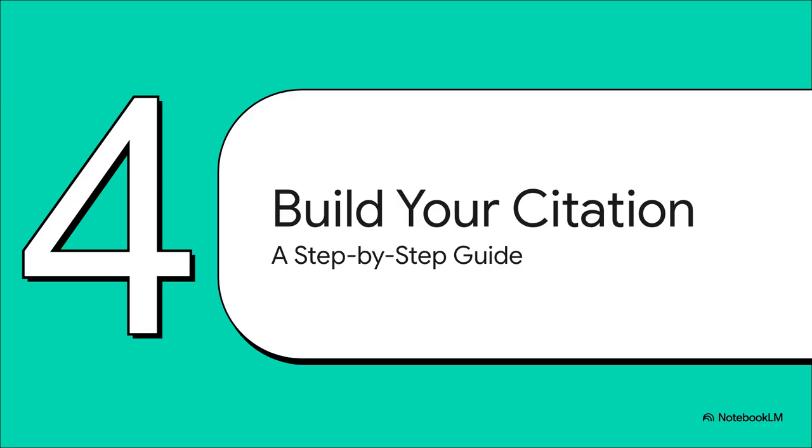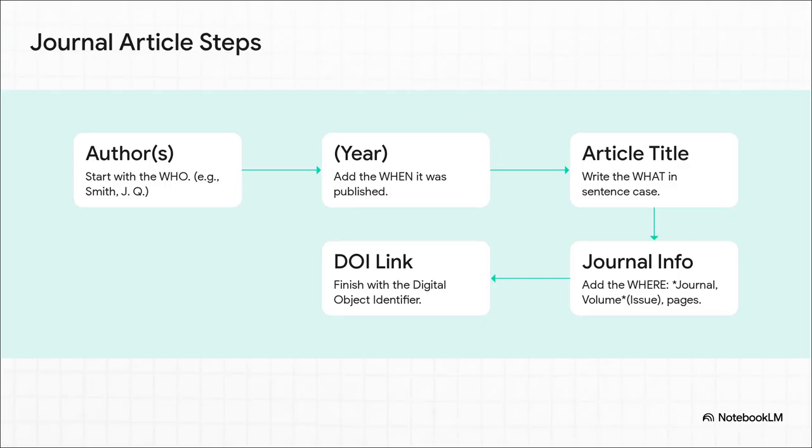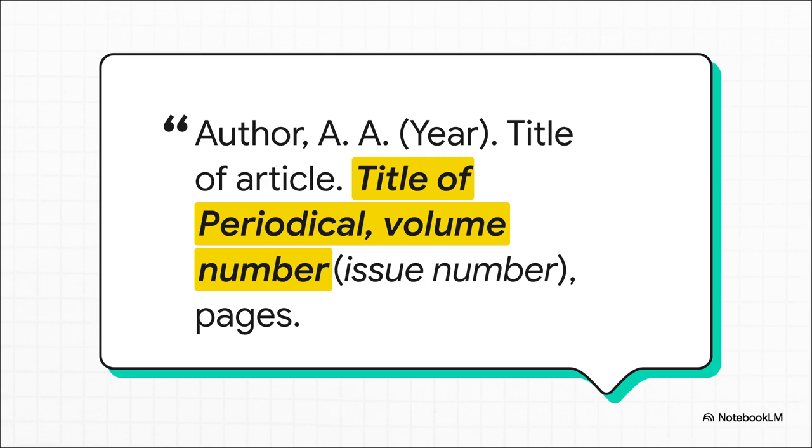All right, enough theory. Let's get our hands dirty and actually build one. We're going to construct the most common reference you'll ever need, the journal article citation, step by step. Okay, let's do this. Step 1 is the who, author's last name, comma, and then their initials. Next, the when. Just pop the year of publication in parentheses. Then the what, the title of the actual article. Now pay attention here, this is a key rule. It's in sentence case, which just means you only capitalize the very first word. And finally, the where. This is the journal's information. You'll italicize the journal's title, add the volume, issue, and page numbers, and wrap it all up with that super important DOI link. And boom, here it is, the complete blueprint.